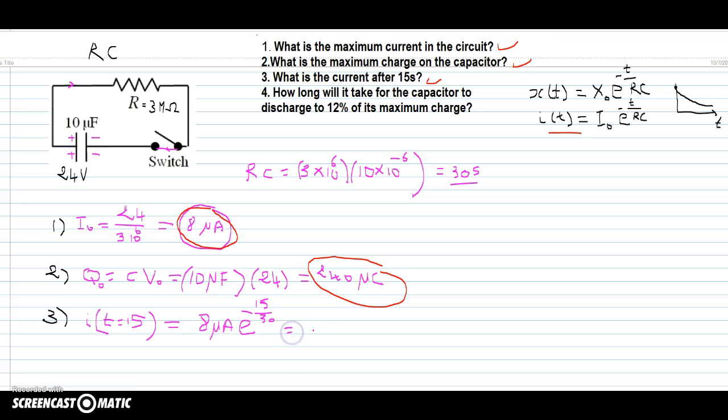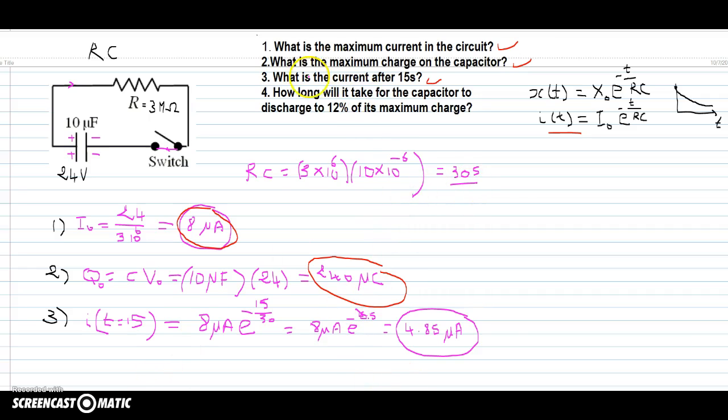And so this is 8 micro, times exponential minus 0.5, with time 15 over 30, microamps. Alright, if you do the math, according to my calculation, it is 4.85 or 89 microamps. It's almost 50%, obviously, because the time is half of the RC time.